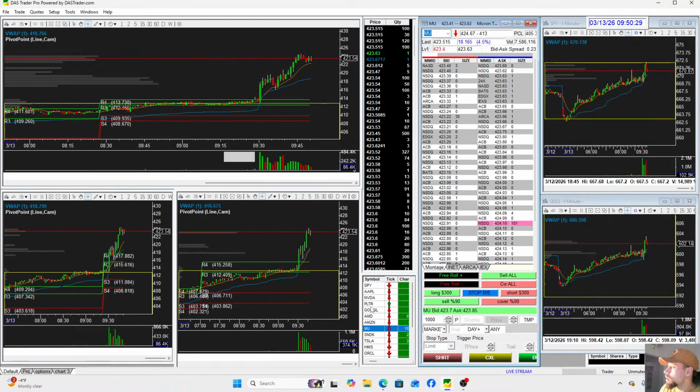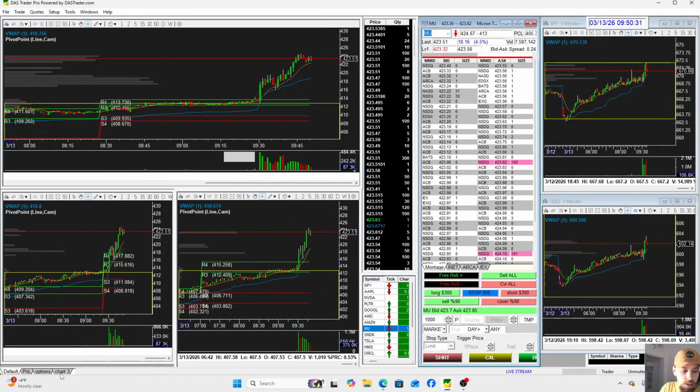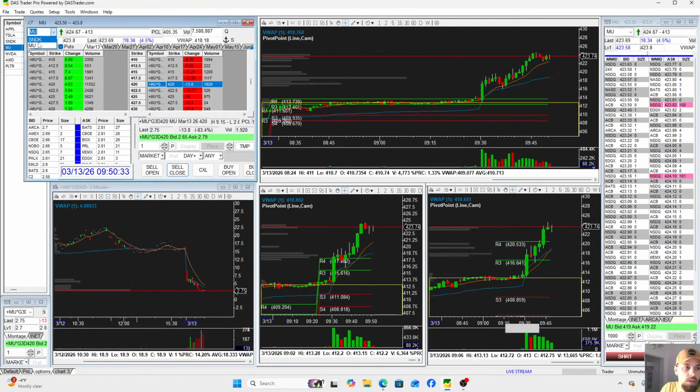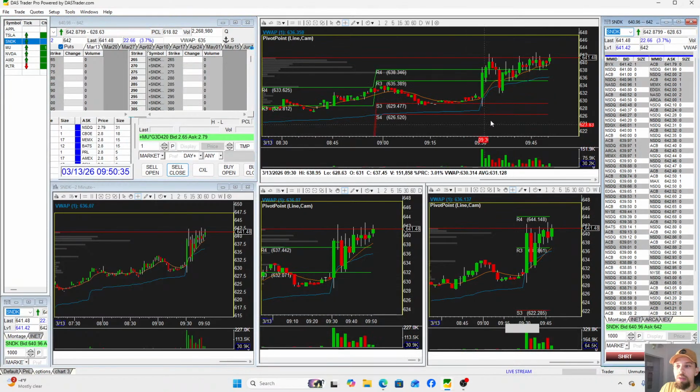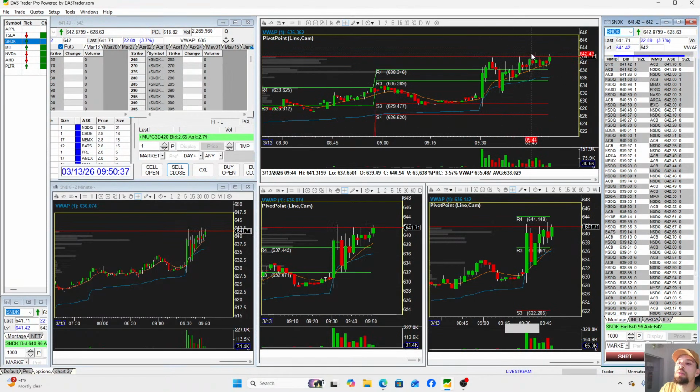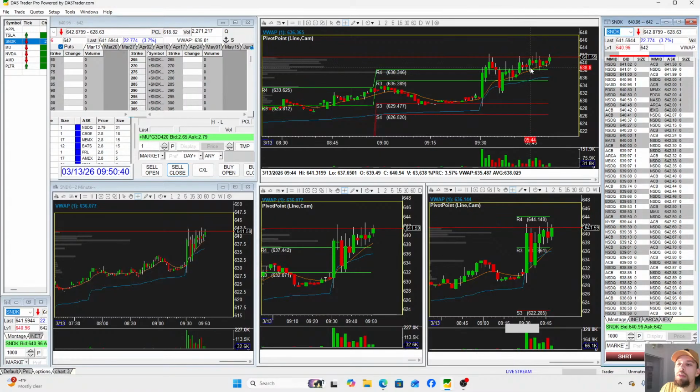MU still grinding higher. Let's go to SNDK on the options. SanDisk. Looks like it wants to push higher here. It's been riding this moving average.